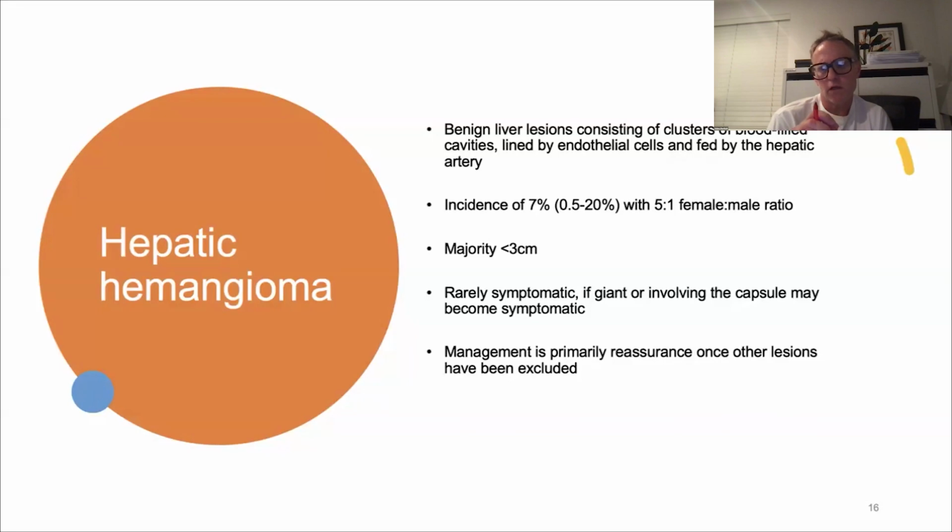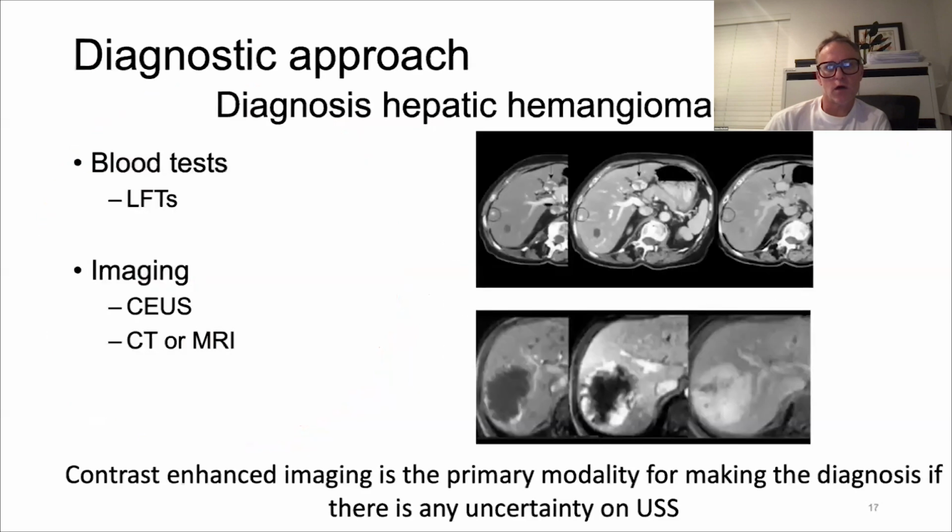Because the innervation of the liver is principally onto the capsule, any lesion within the liver does not cause pain. So for a hepatic hemangioma to cause pain, or become symptomatic, it's got to involve the capsule of the liver and cause the capsule to stretch. But it's incredibly rare for a hepatic hemangioma to cause pain. So for the vast majority of patients who have an incidental liver lesion which is said on ultrasound to be consistent with a hepatic hemangioma, one just needs to reassure them, and no further imaging or investigations are required.